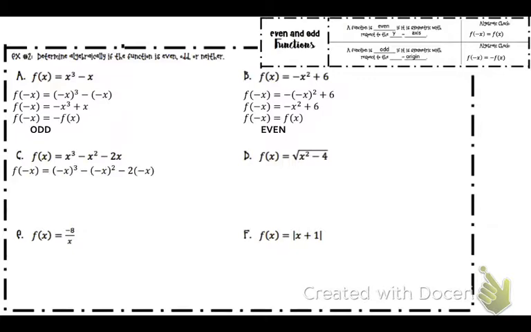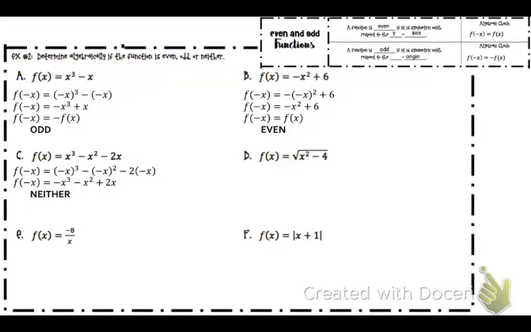So we have negative x cubed minus negative x squared minus 2 times negative x. When you simplify that all down, you get negative x cubed minus x squared plus 2x, which is not the same that we started with, and it's not the complete opposite of what we started with either. So that's neither. It's not even or odd.